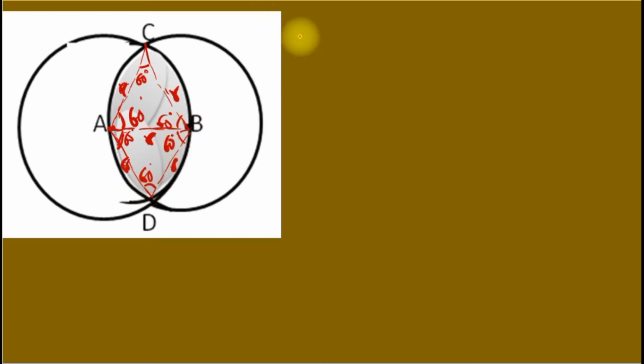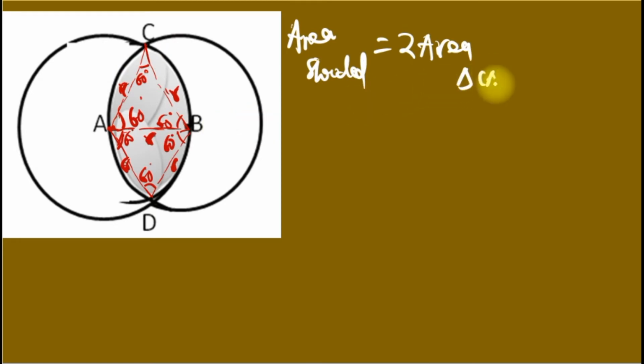So the area shaded is always 2 times the area of a triangle, because it has two equilateral triangles. Maybe choose any one, C, A, B. They are the same, so they have the same area. That's why it's 2, plus the 4 segments, meaning 4 times the area of the segment. That's the total shaded area.